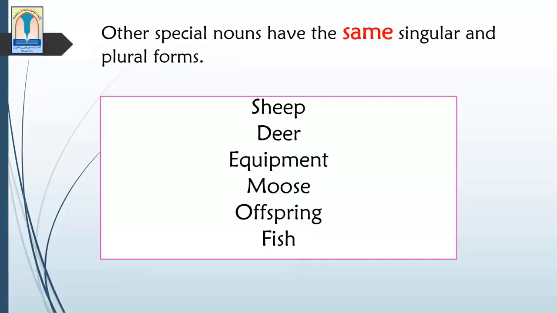The last rule of changing to plural is keeping the same singular form and consider it plural. Other special nouns have the same singular and plural forms, as sheep remains sheep, deer remains deer, equipment remains equipment, moose remains moose, offspring remains offspring, and fish is fish.